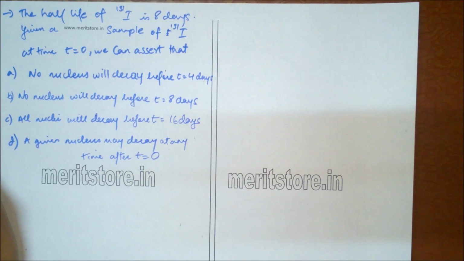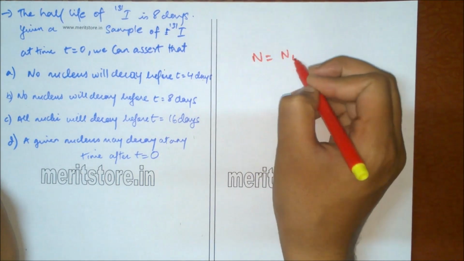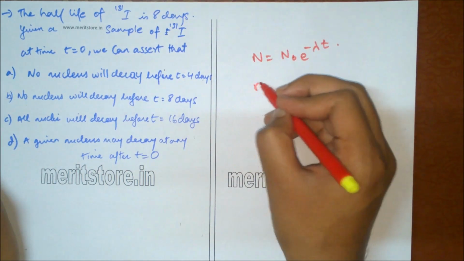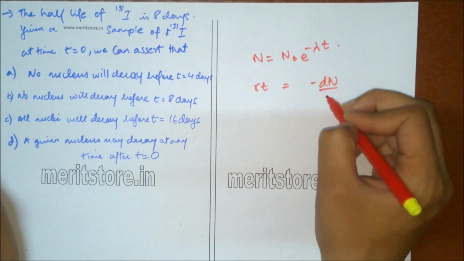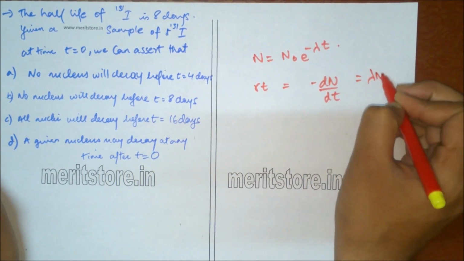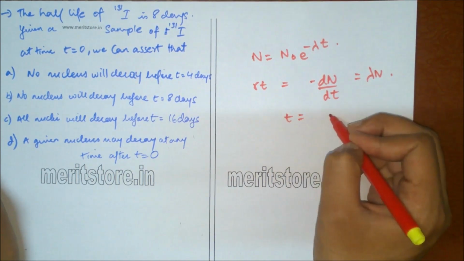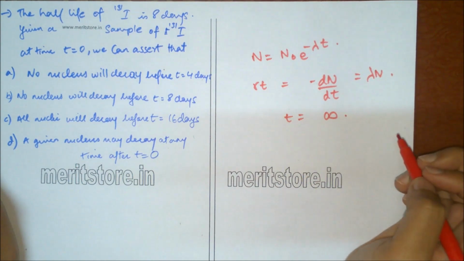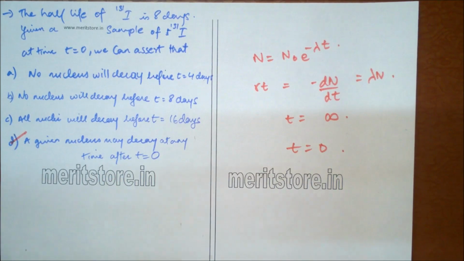So the number of nuclei decreases exponentially. N equal to N0 e raised to minus lambda t, and the rate of decay, minus dN by dt, is equal to lambda N. Therefore the decay process lasts up to time equal to infinity. Therefore a given nucleus may decay at any time after t equal to 0 seconds. Option D is the correct answer.